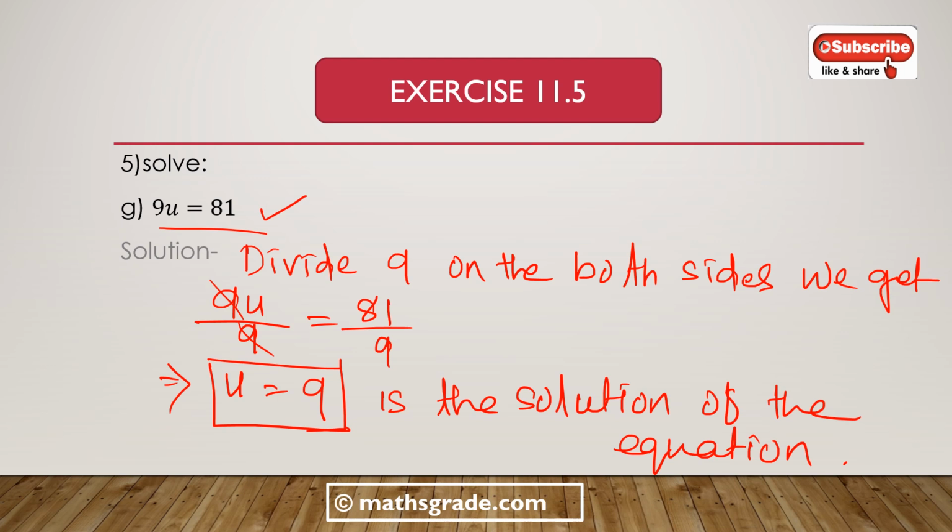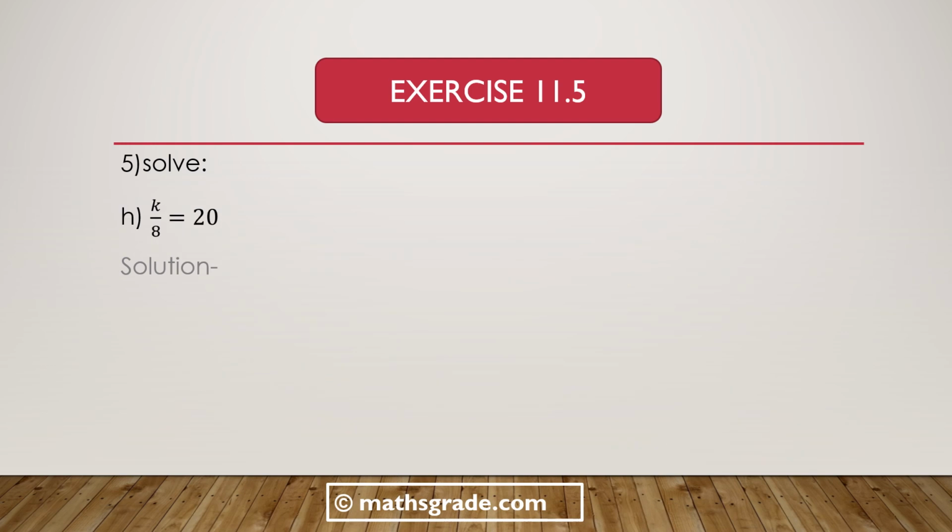Value of the variable u is 9. Now part (h): k divided by 8 equal to 20. K divided by 8 is on the left hand side and 20 is on the right hand side. We have to find the solution of the given equation. We have to find the value of the variable k.